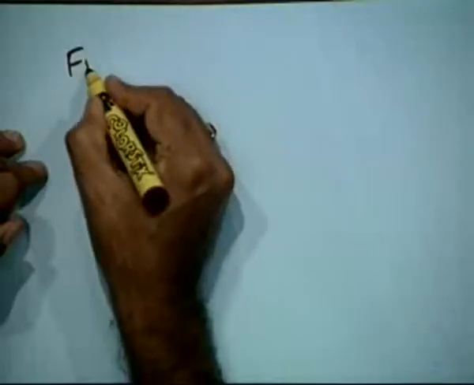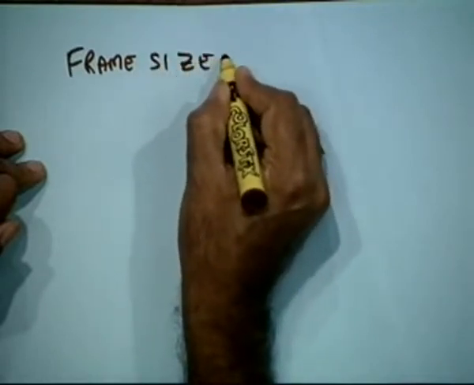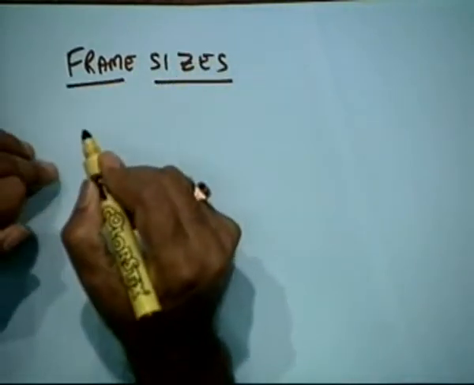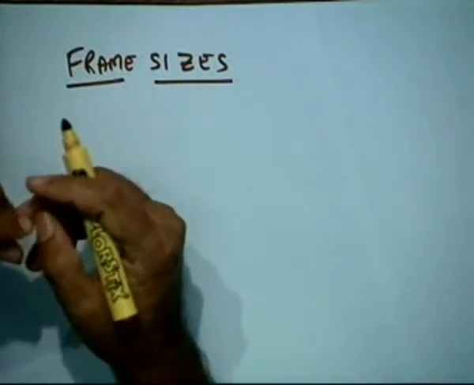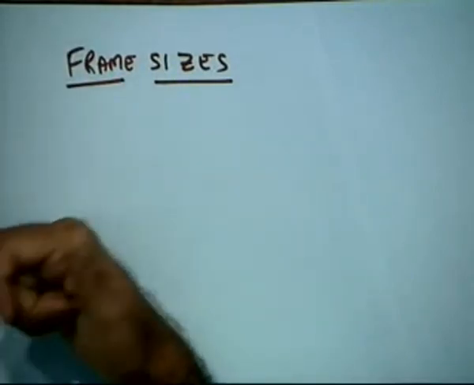The other thing is about the frame sizes. You go to a Bata shoe company or a shoe shop, you say, I want a 7 number, 8 number shoe. You only ask for 8 number, you don't give all the dimensions of your feet, isn't it? You don't say the width of the feet, or that I have 5 fingers. You will only say 7 number.